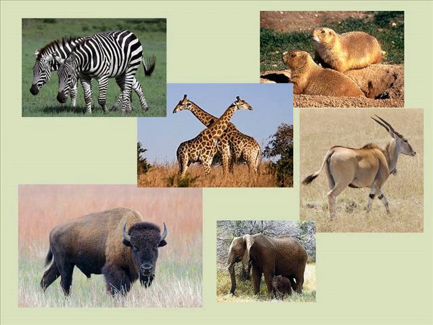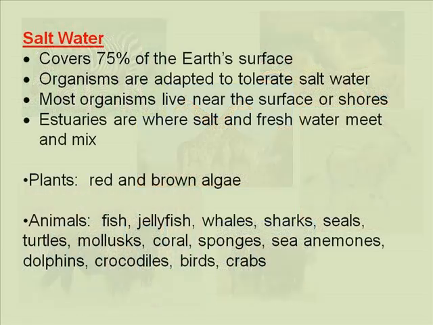And here are some of our grassland animals. We have zebras, giraffes. Top right would be your groundhogs or prairie dogs. In the middle right would be antelopes. Bottom right, elephant. And your bottom left, which we would find here in the U.S., would be your bison or your buffalo.